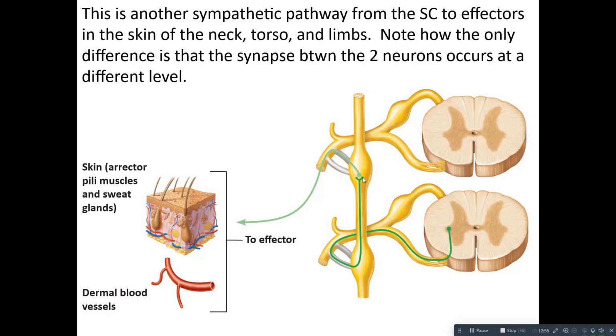And what this is going to do is let us just get to more places in our body. And so in a different level of a ganglion, we have our synapse. The postganglionic neuron leaves via the gray ramus communicans again. And again, notice it's gray because this is an unmyelinated neuron. Back to the ventral ramus and onward to our effectors.